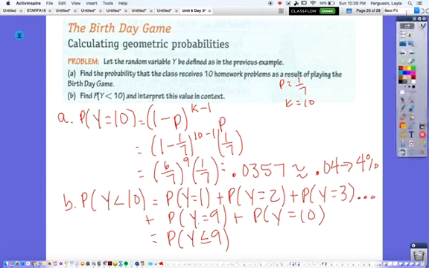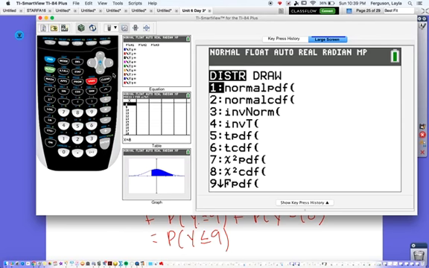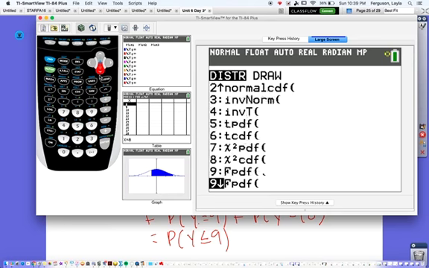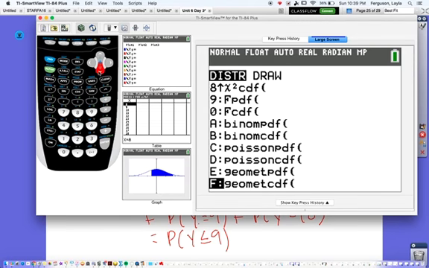And so doing that on the calculator, we're able to go to second vars, and then you would scroll down, and you'll go past all the binomial stuff, and you'll keep going until you get to geometPDF, geometCDF.